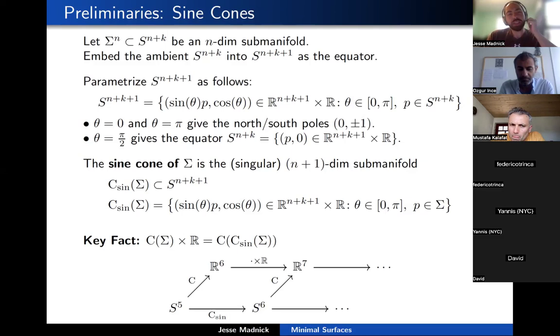And again, I should emphasize that in general, the sine cone will be singular. In a sense, these are arguably the simplest singular minimal submanifolds in spheres. And I think increasingly these will be of a lot of interest because increasingly folks are interested in not just conical singularities, but conical singularities where the link itself is singular. And the simplest situation of that is what you see here.